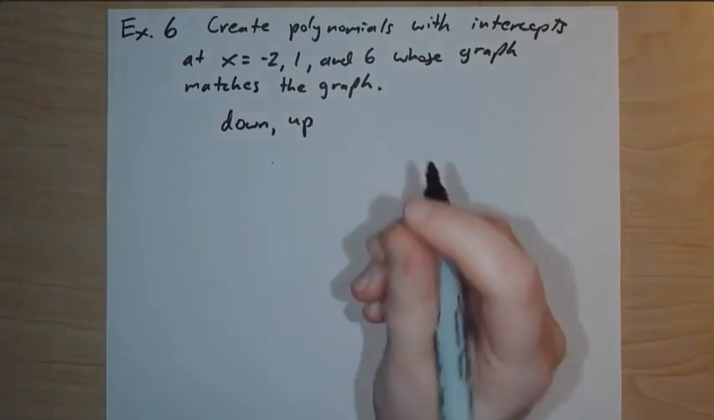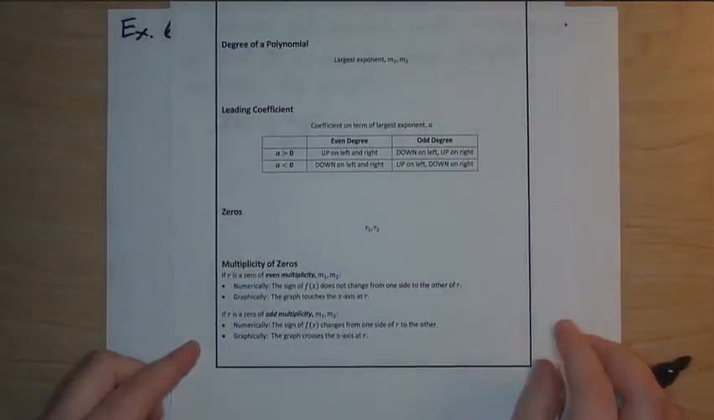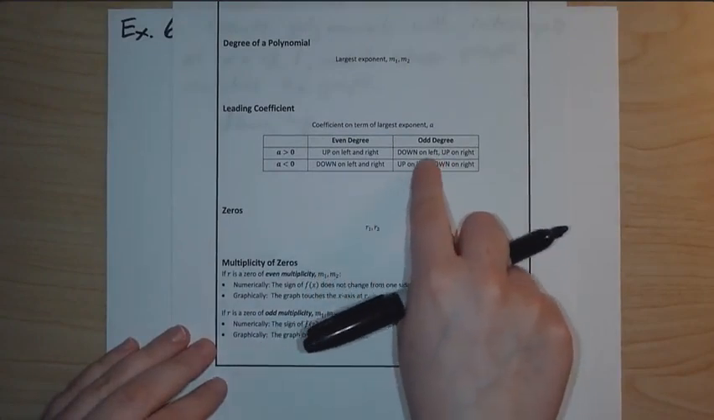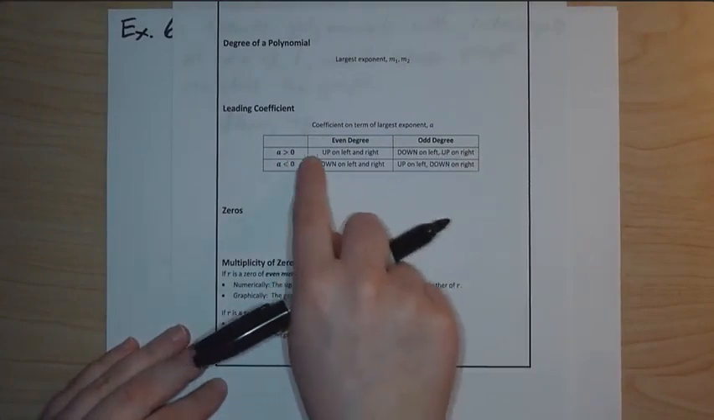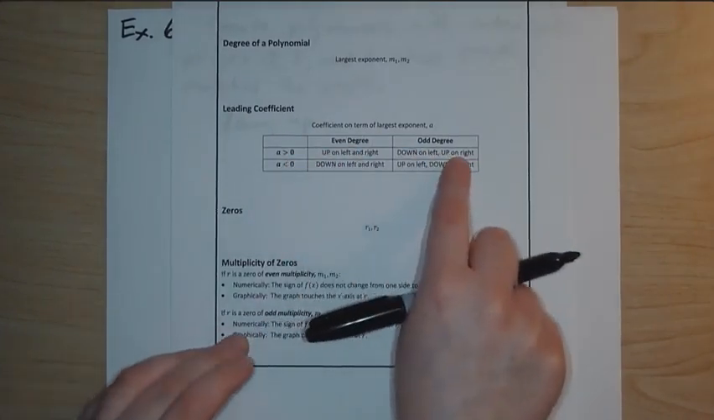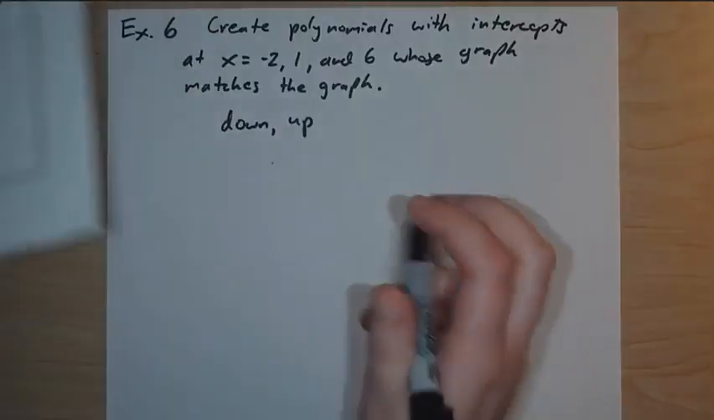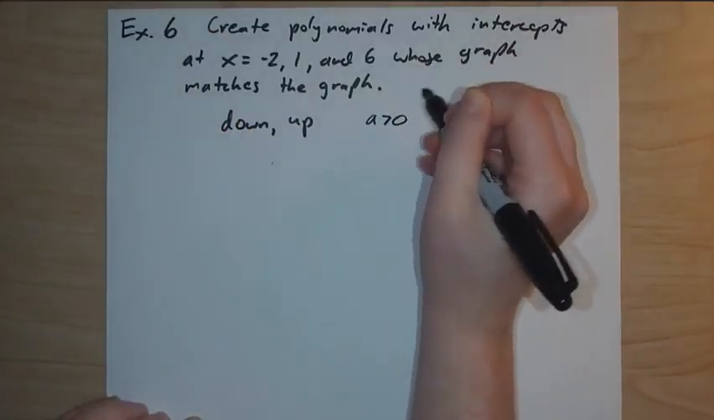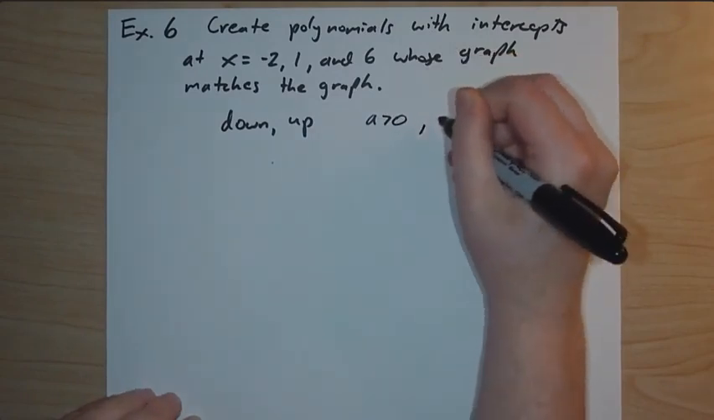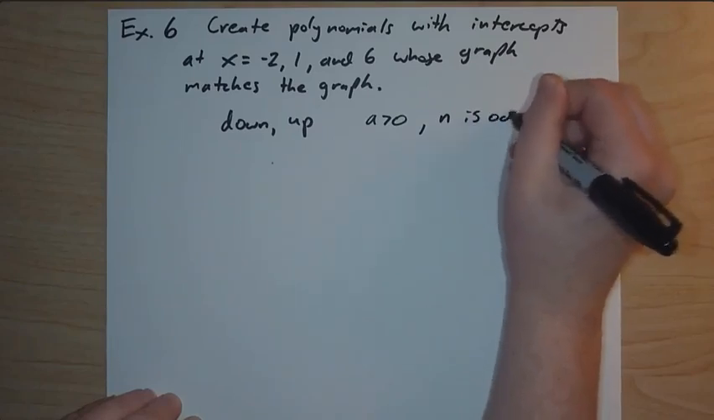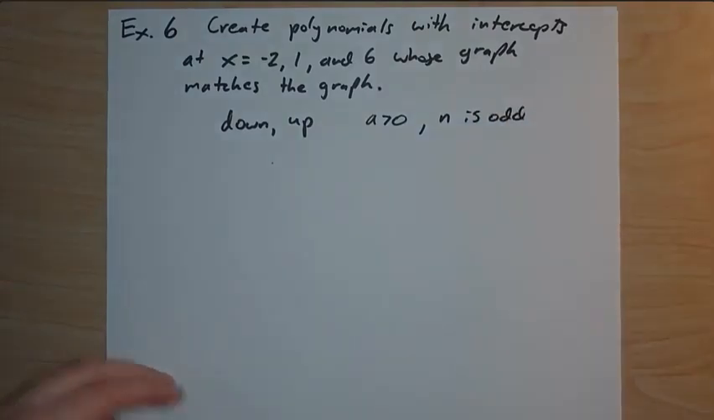We're going to look at our table here. So if we look for down on the left and right, no, that's not it. We have down on the left, up on the right. So we know that our leading coefficient is going to be a is greater than 0, and it's going to have an odd degree. So the information we get just from that part is that a is greater than 0, and n is odd. Essentially, we have an odd degree. So we know that information from that.